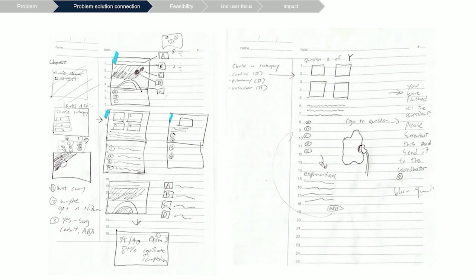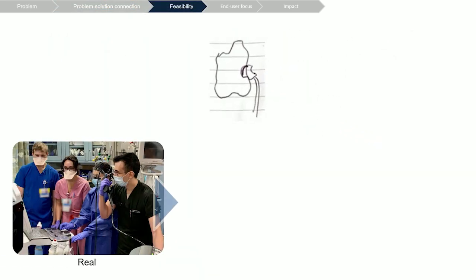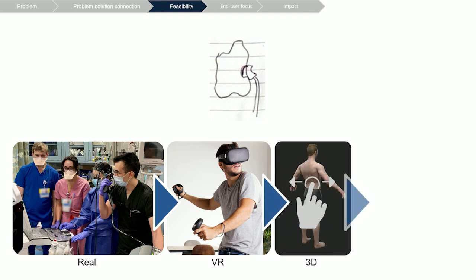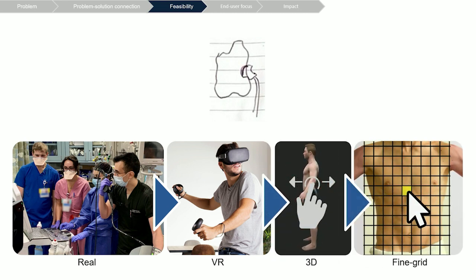This is some of my initial sketches of my solution. I tried to imagine that the user should be able to move around a probe and obtain images, interpret those images, and integrate them into their clinical decision making. So kind of focusing on that concept I just described. Obviously we have the real thing, which is the gold standard, let's say, and in trying to recreate that, I went through a few different iterations.